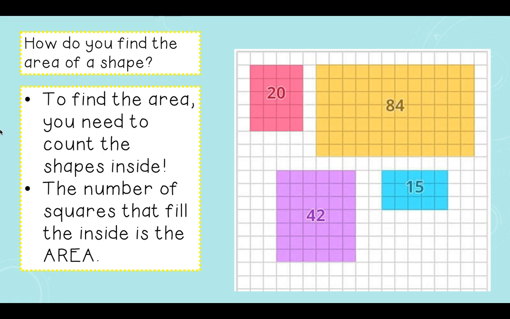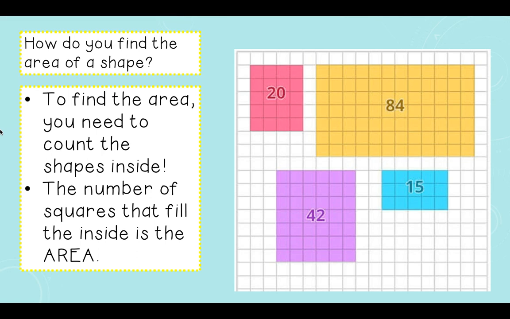So take a look at the first rectangle on top, the pink rectangle. Inside the pink rectangle, there are 20 squares, or what we call units. So the area of the pink rectangle is 20. The golden rectangle, there are 84 squares inside. So the area is 84. The purple is 42. So that would be the measurement of the area for the purple rectangle is 42, and then the blue is 15.